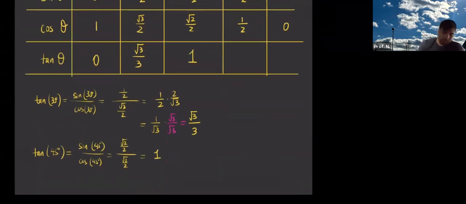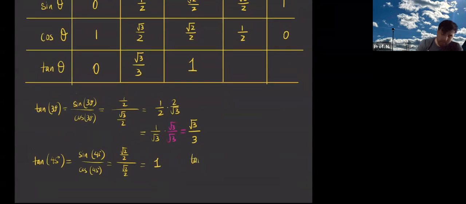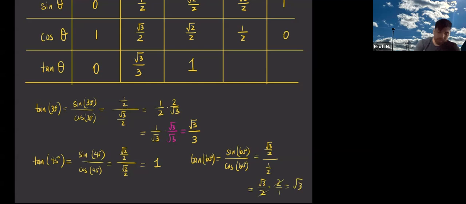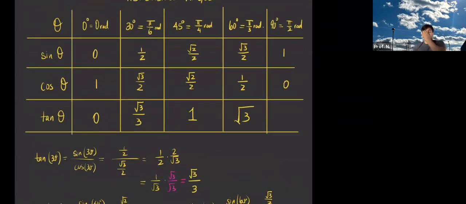And then we just continue on our way, right? Tangent of 60 degrees is sine of 60 degrees divided by cosine of 60 degrees. What's sine of 60 degrees? Rad 3 over 2. What's cosine of 60 degrees? 1/2. You get rad 3 over 2 multiplied by 2 over 1. The 2's cancel, and I get rad 3. Remember what I said. Once you know sine and cosine, you know everything. You know tangent, you know cosecant, secant, and cotangent.